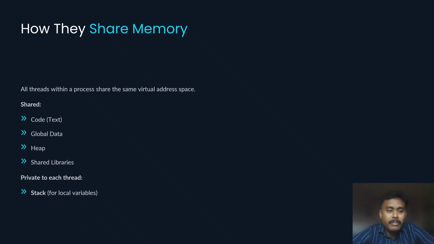So how do they share the memory resources? As I said earlier, inside a process we have multiple threads. They use the same memory space, which here is considered to be a virtual address space. So what things are shared? Code, the global data, and the heap are shared, and also shared libraries.